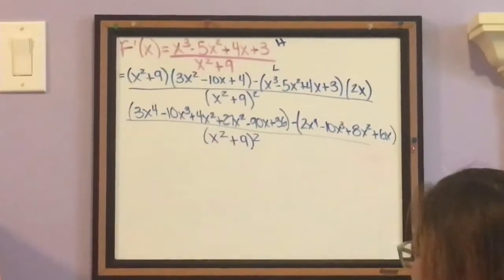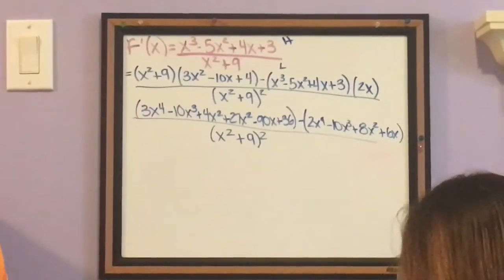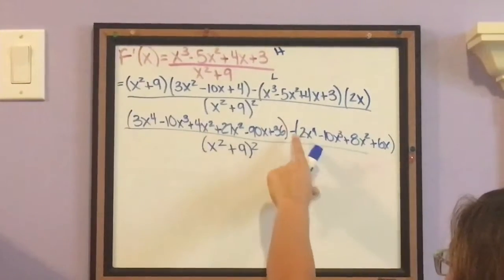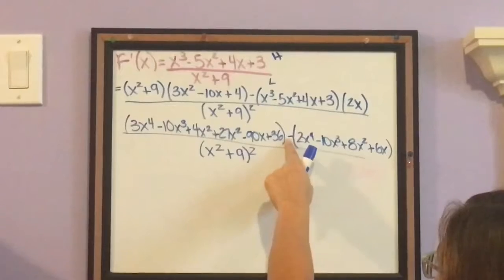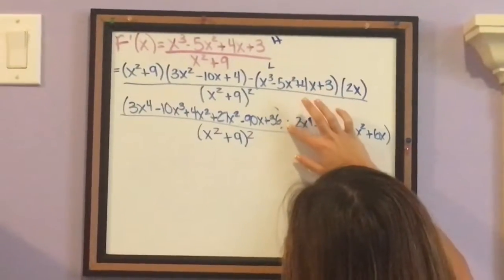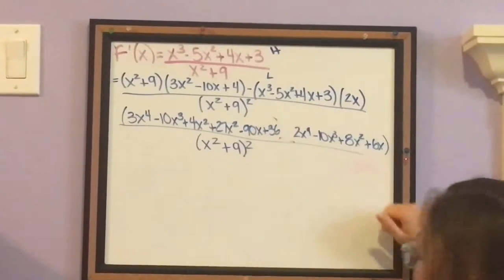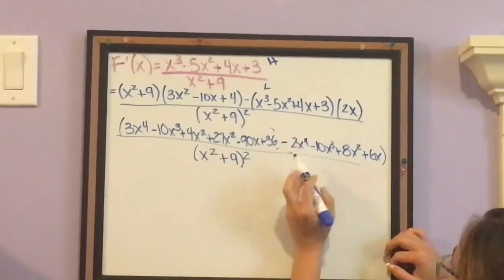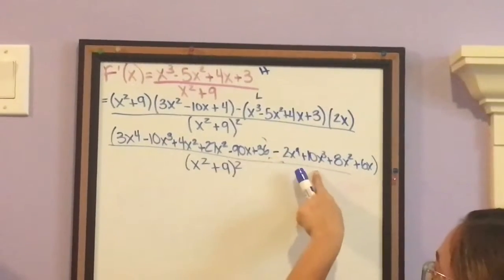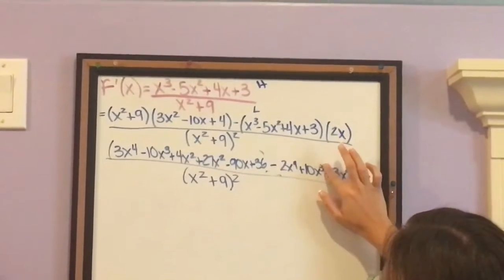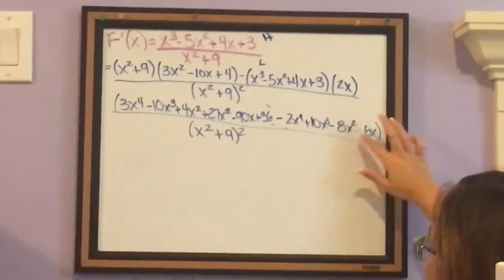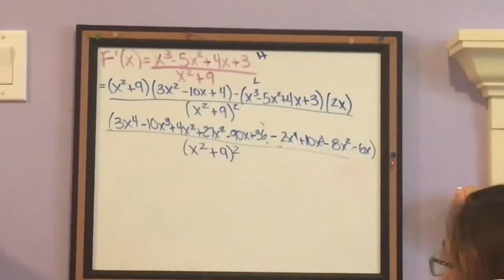So the next step is going to be just multiplying this negative out. So what you can do is this will now become a negative 2x to the fourth. This will be a positive 10x to the third. This is going to be a negative 8x squared, and it's also going to be a negative 6x.